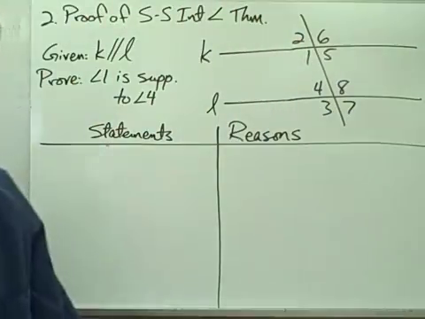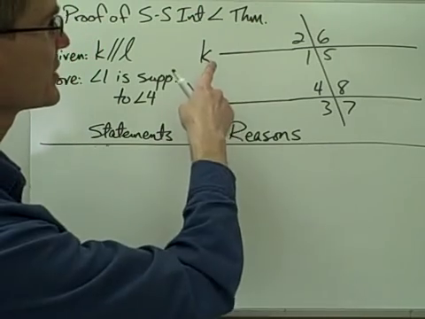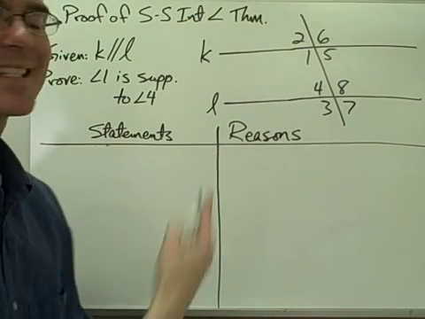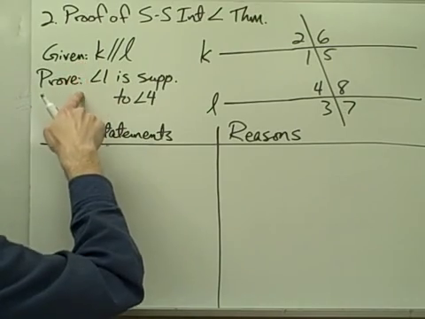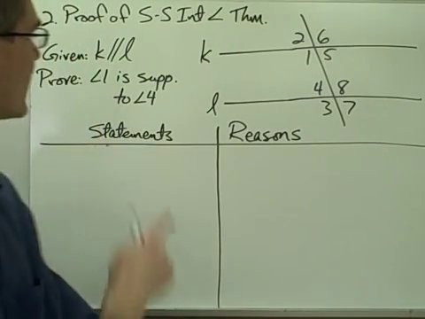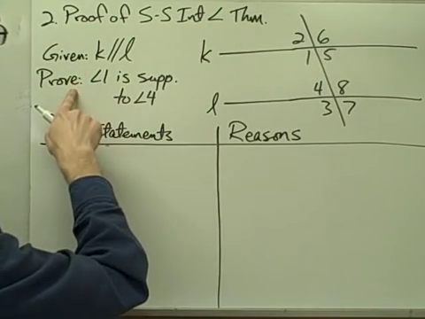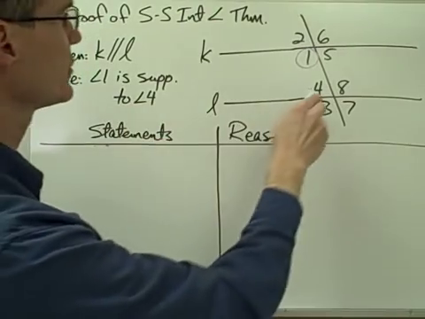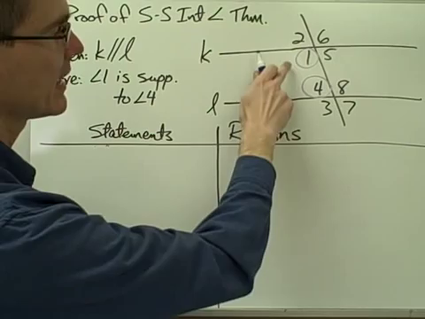All right, let's take a look at the same side interior angles theorem. Remember, the same side interior angles theorem says if I have two parallel lines cut by a transversal, then same side interior angles are supplementary. So we're going to state this theorem in given proof format like this. Line K is parallel to line L. That's my given. I want to prove angle 1 is supplementary to angle 4. These are same side interior angles.